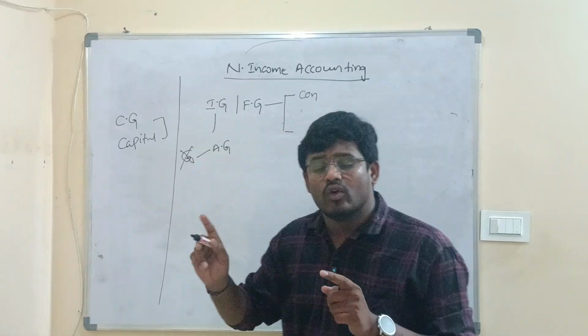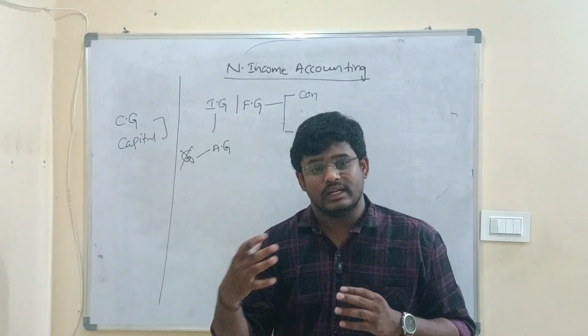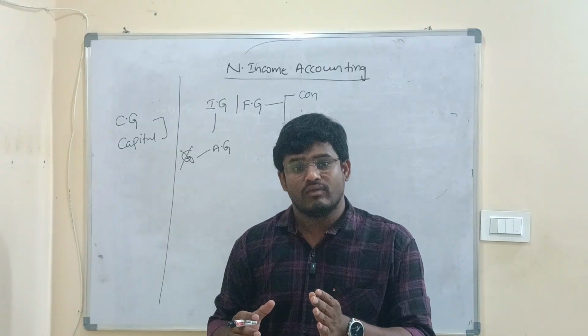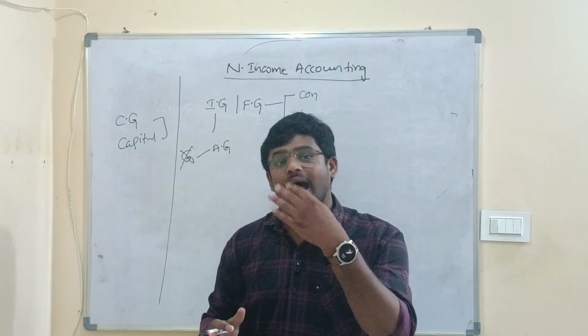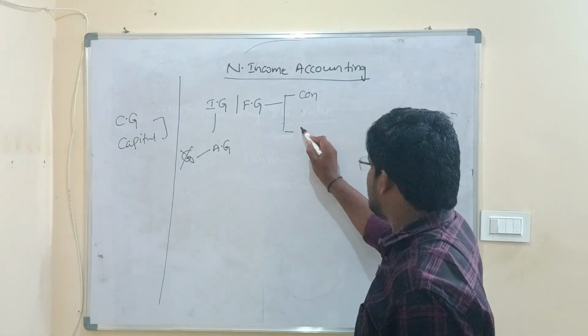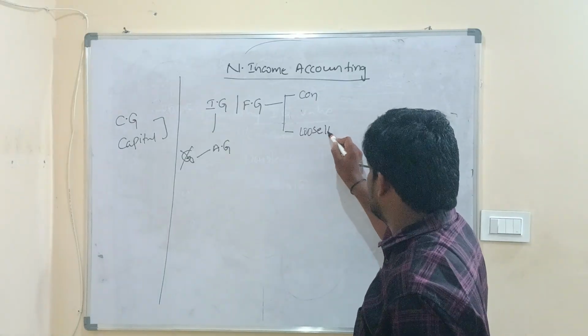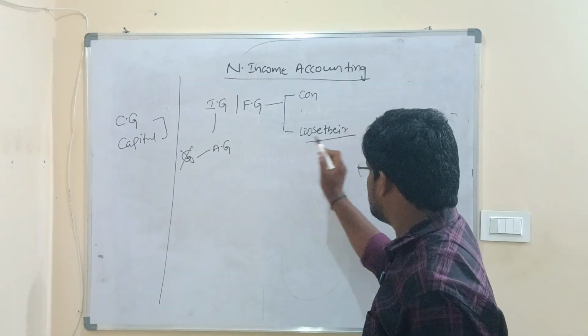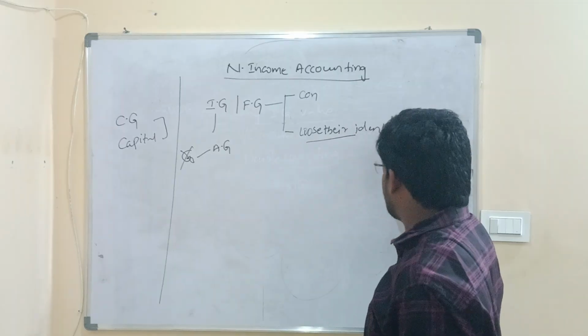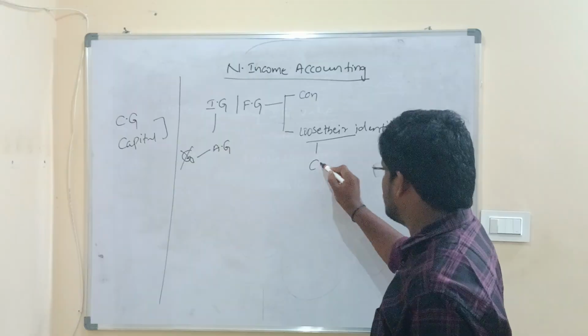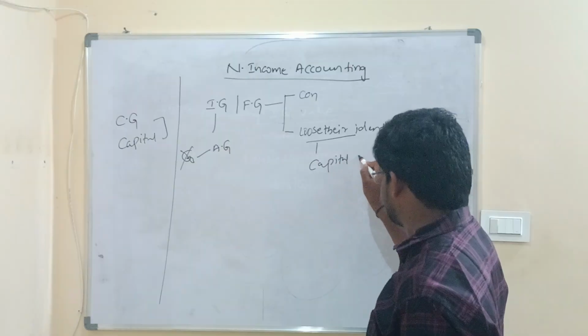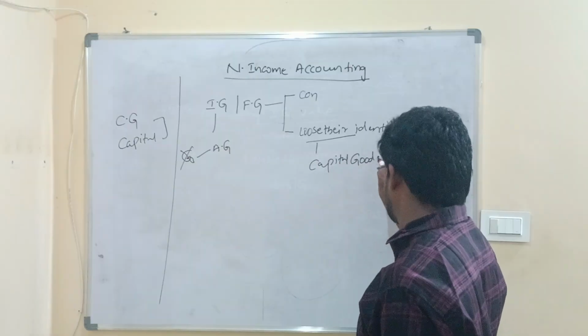We have one more part of final goods, that is, final goods that are used to make other goods, but in the process they don't lose their identity. Such final goods which don't lose their identity are referred to as capital goods. We have discussed that.